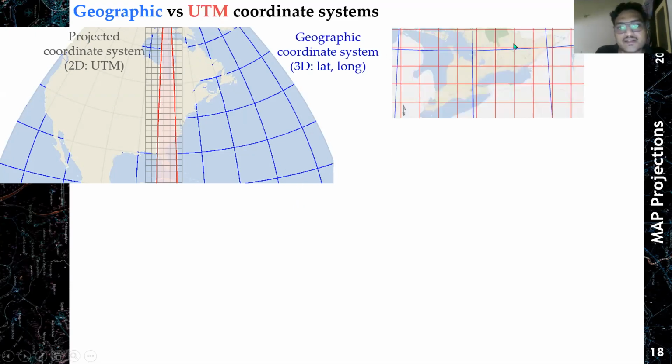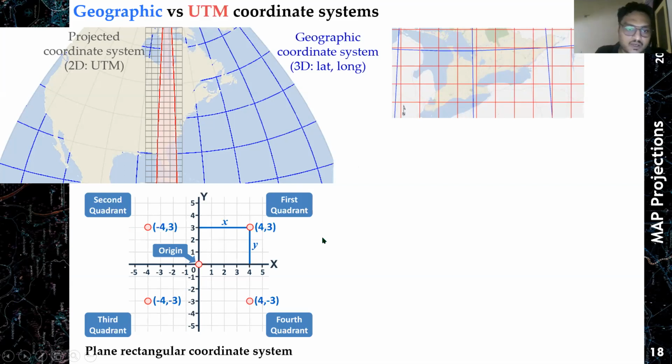When we visualize this, in the case of the UTM, the latitudes and the longitudes are equidistant, and each of the cells is basically a square. This makes measuring distances much easier in UTM as compared to the geographical coordinate system.